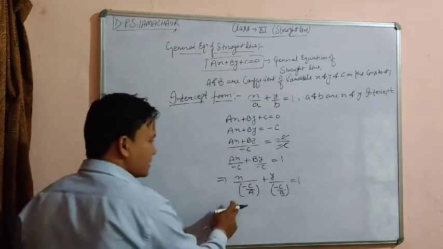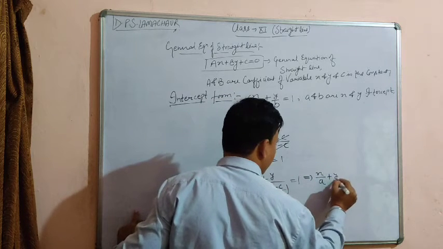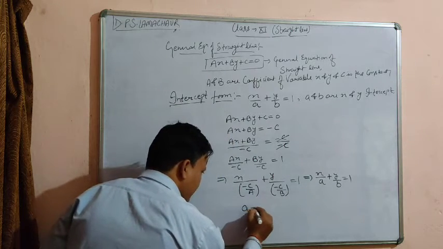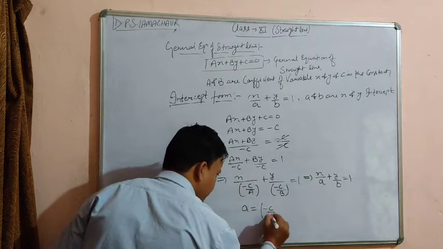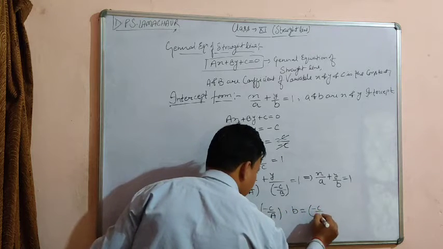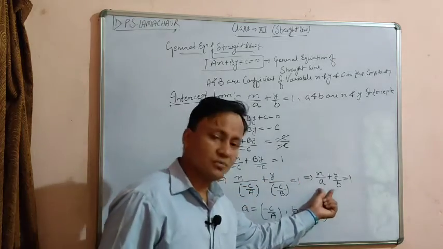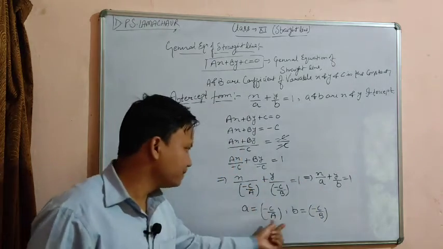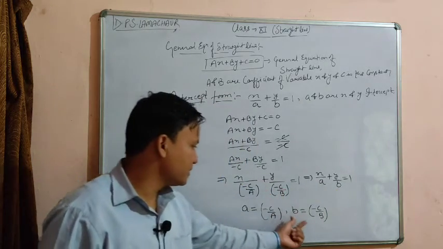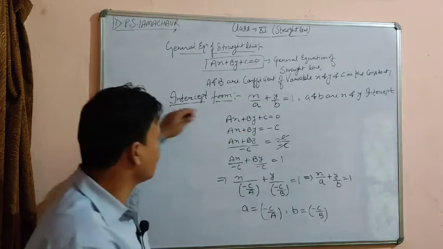Now on comparing this with the intercept form, x upon a plus y upon b is equal to 1, what we get here, beta, the x intercept is minus c upon a and y intercept is minus c upon b. On comparing both sides, the x intercept, which is small a, is here minus c upon a, the y intercept, which is small b, is minus c upon b here, and the left hand side is the same. So this is all about intercept form.